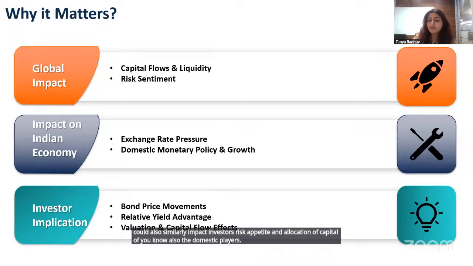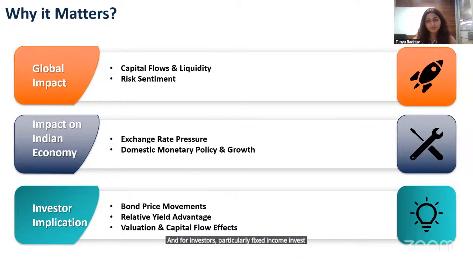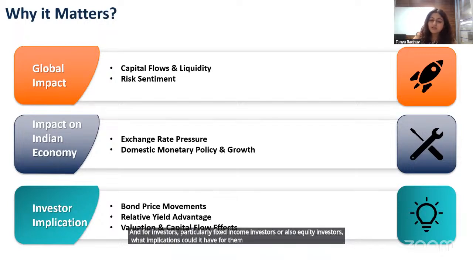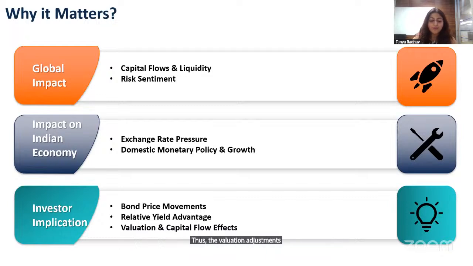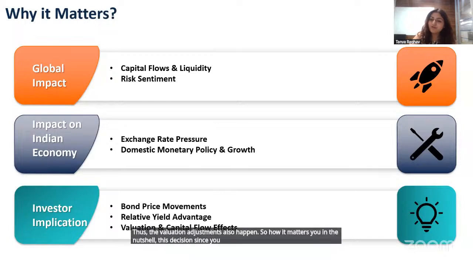And for investors, particularly fixed income investors or also equity investors, what implications could it have? The US policy tends to either boost the bond prices or add to the volatility from changing capital flows that we discussed at a global and a domestic level. Thus, valuation adjustments also happen. So in a nutshell, this decision sends a ripple effect across the global financial markets, and its impact is felt keenly by investors worldwide, and particularly those in India as well.